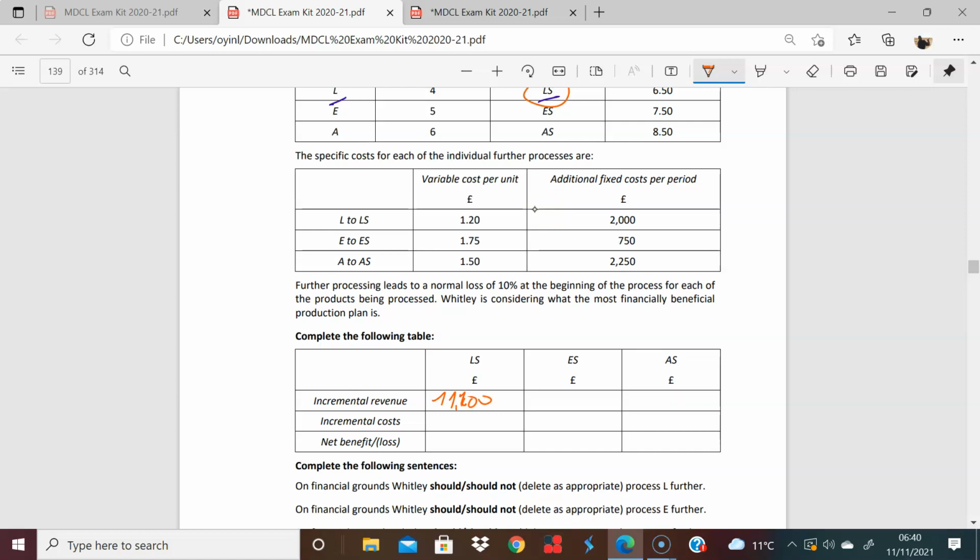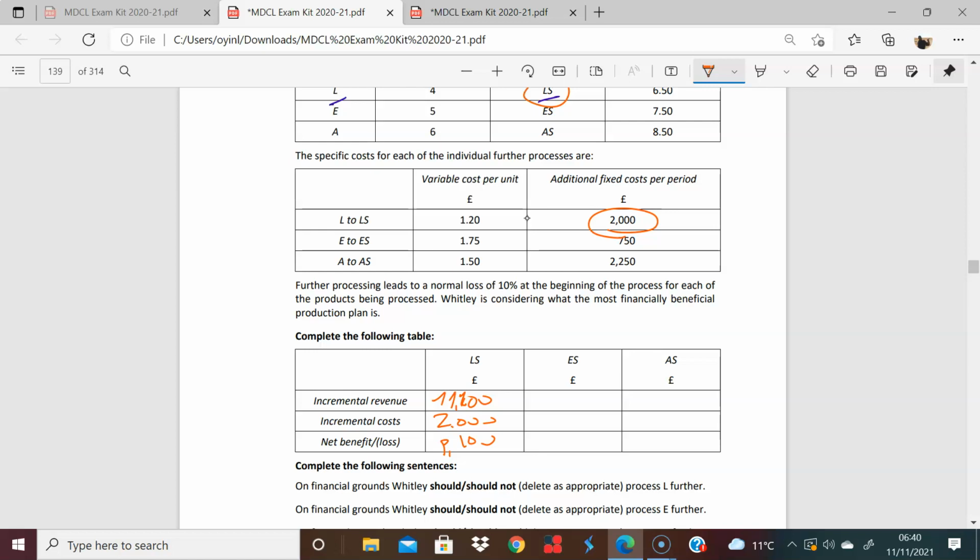But I have a clear additional cost. It tells me that your additional fixed cost per period for going from L to LS is 2,000. So there is a net benefit of 9,100. So it does make sense.